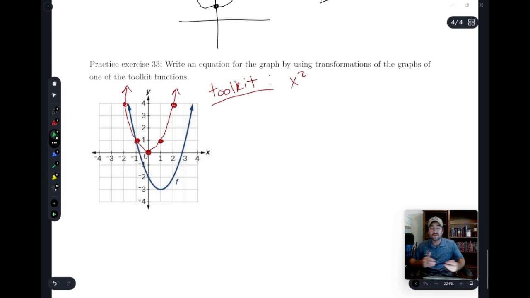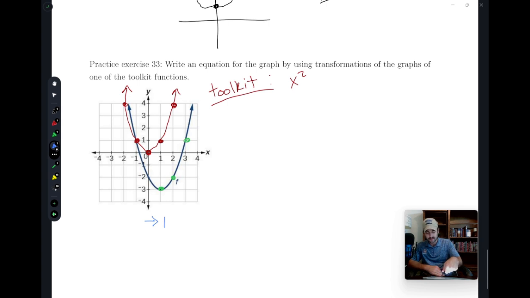Well, first thing I'm going to do is check the pattern. Say, is this about the same pattern? We've got up 1 over 1, up 2 over 4. Yeah, it looks about the same. So now we just have to decide what the shifts were. Well, it looks like it went to the right by 1 if I just look at the vertex. I'll show you what I'm looking at when I'm doing this. I'm just looking at that vertex right there, and that vertex right there. And it looks like the vertex went over to the right 1.